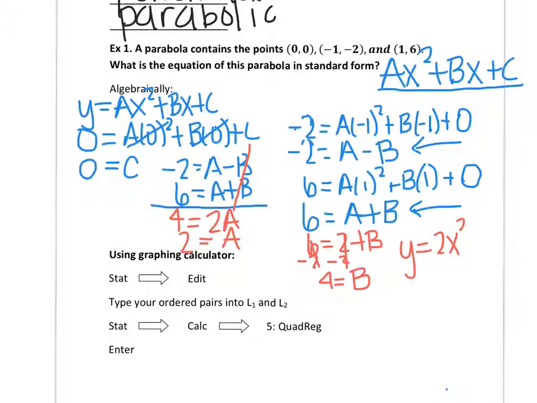2x squared plus 4x plus 0, but I'm not going to put the 0. So this right here is my final answer. Okay, that's the equation that represents that parabola. So that's how you do it using algebra.